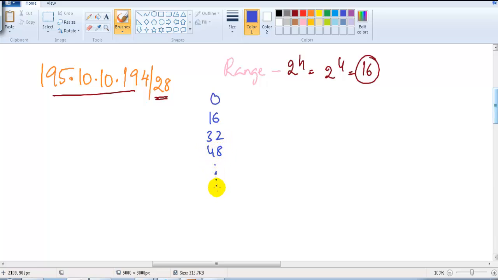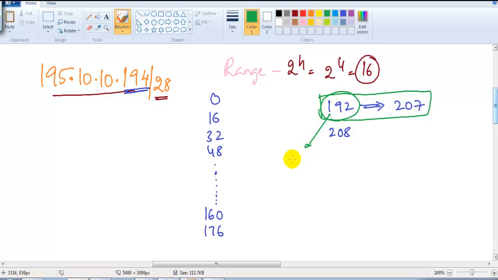There is no need to write all of them; we can skip most of the numbers because we need to go only till 194, and it would be a waste of time to write everything. I'll go with the nearest multiples of 16, that is 160, then 176, and 176 plus 16 is 192, and 192 plus 16 is 208. Now we need to get to 194. So 194 is coming in between 192 and 207, which means 192 is my network ID and 207 will be the broadcast ID.